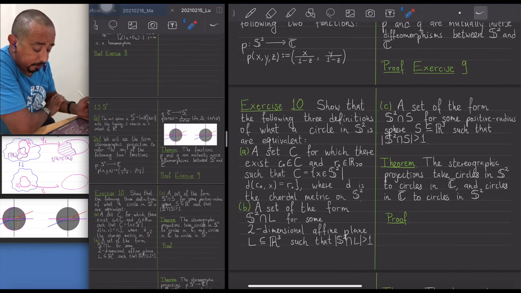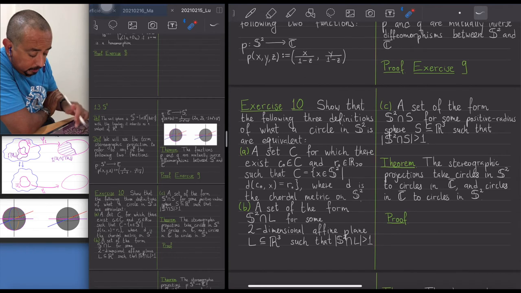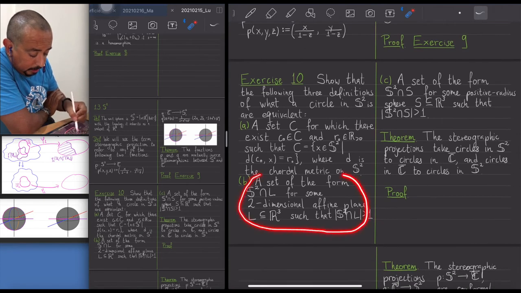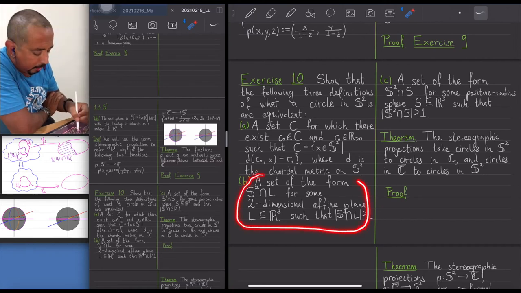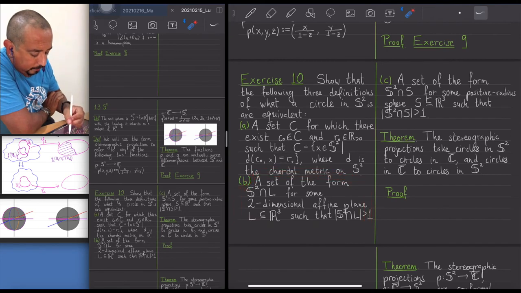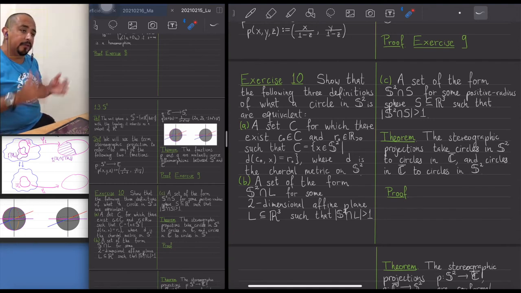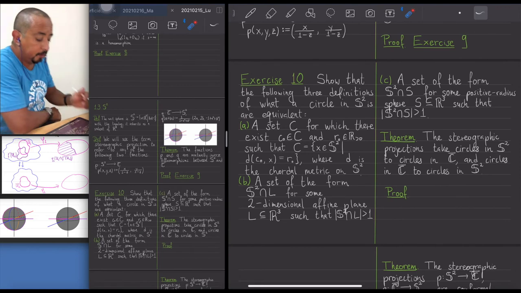three equivalent possible definitions, namely. A circle in S2 can be defined to be an honest circle with respect to the chordal metric, or it can be defined to be a circle using the straight line metric, if you will. To be the intersection of a plane with S2, or it can be defined to be the intersection of S2 with another sphere. Of course, excluding the degenerate cases where such intersections have only one point or have none. Right?